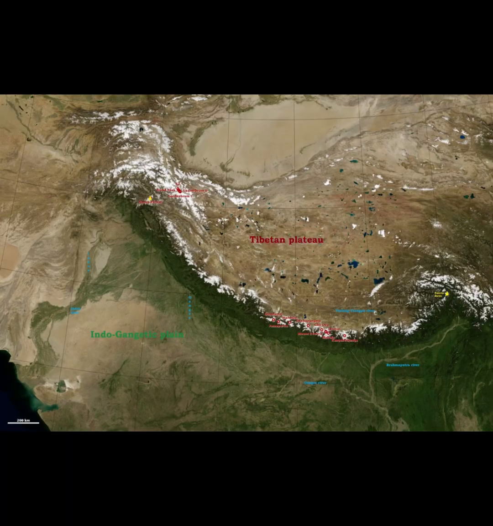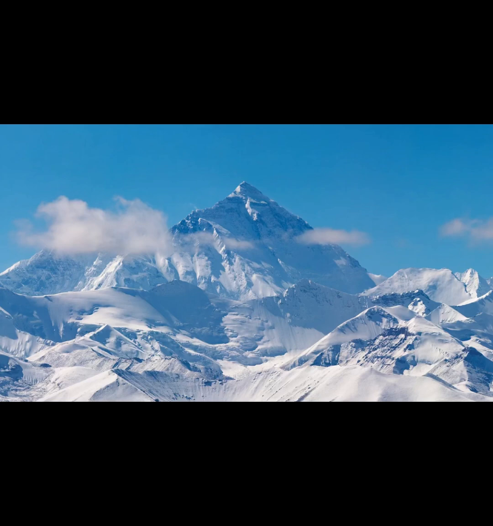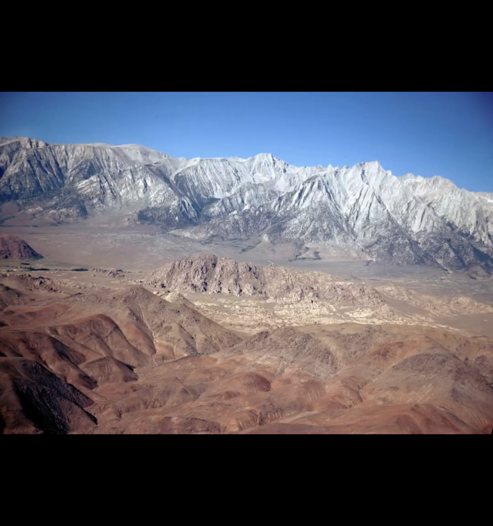A perfect example of mountain ranges forming is the Himalayan mountain range, which is formed by the ancient Indian plate, which was once its own continent, crashing into the Eurasian plate. The Himalayan range remains one of the fastest growing mountain ranges today.